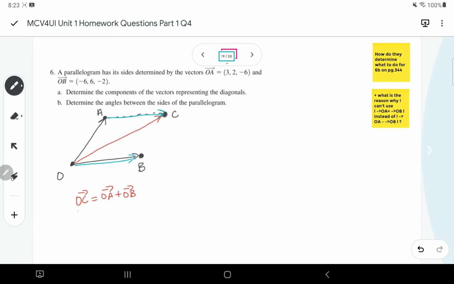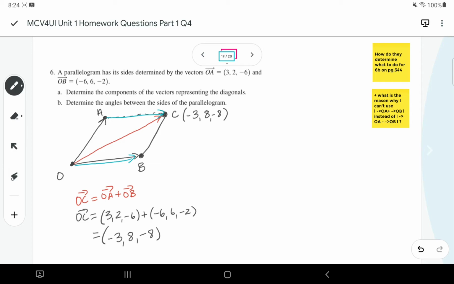So we can then figure out that OC is going to be equal to OA, which is 3, 2, negative 6, plus OB, negative 6, 6, negative 2. Drawing the rest of my parallelogram, OC is negative 3, 8, negative 8. So that's this point. C is negative 3, 8, negative 8, or the vector from the origin to that point. So that's one of the diagonals.